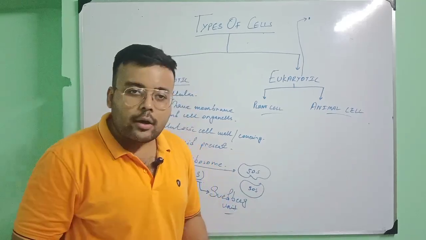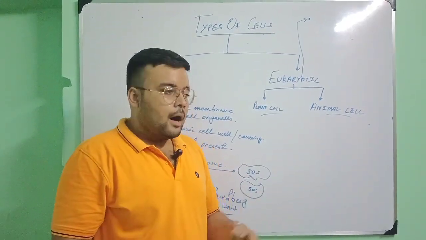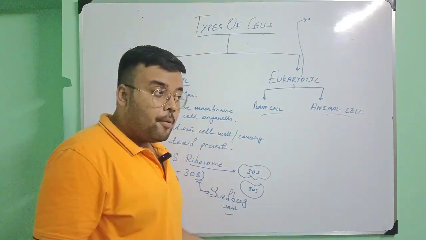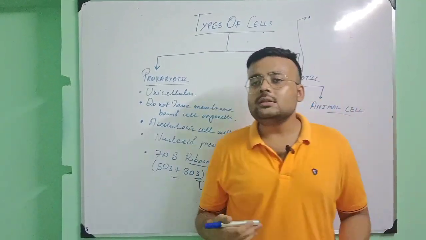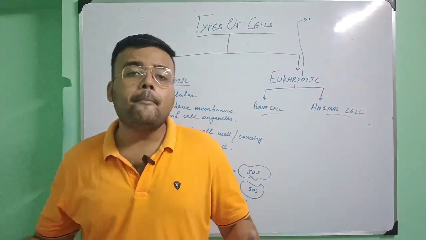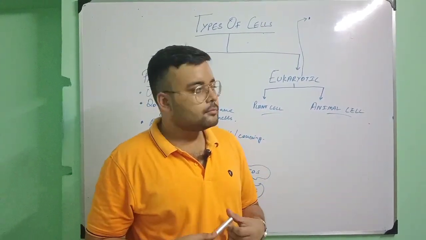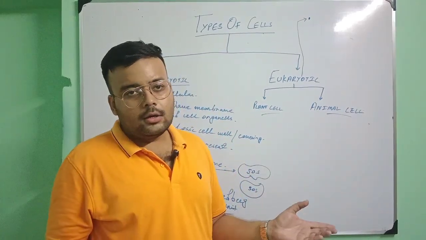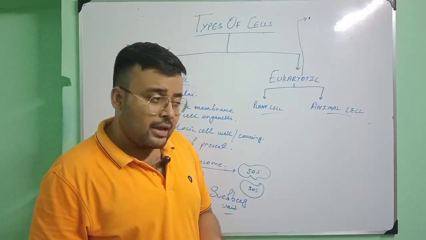Now, eukaryotic organisms can be unicellular, starting from a blue-green algae, starting from a protozoa, to humans, to a blue whale, to a big ficus plant that we can see. All are eukaryotic. So eukaryotic organisms can be both unicellular and multicellular as well.